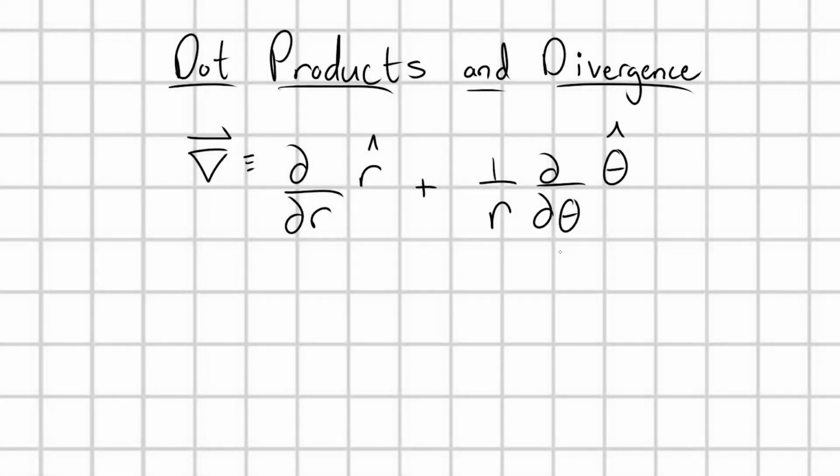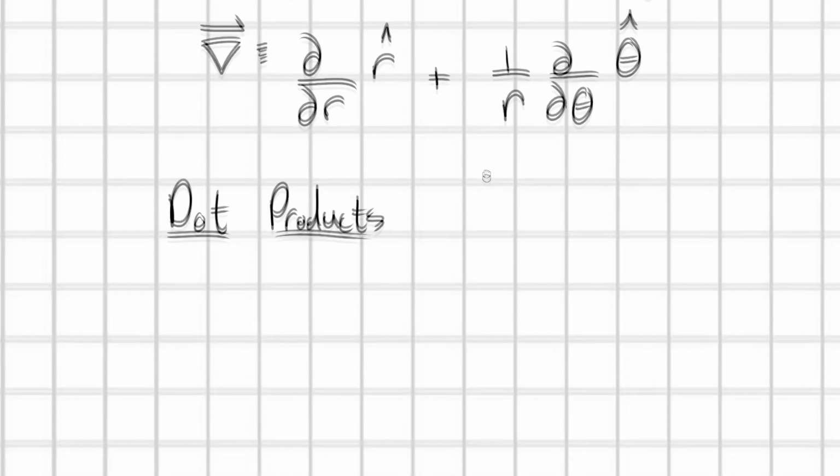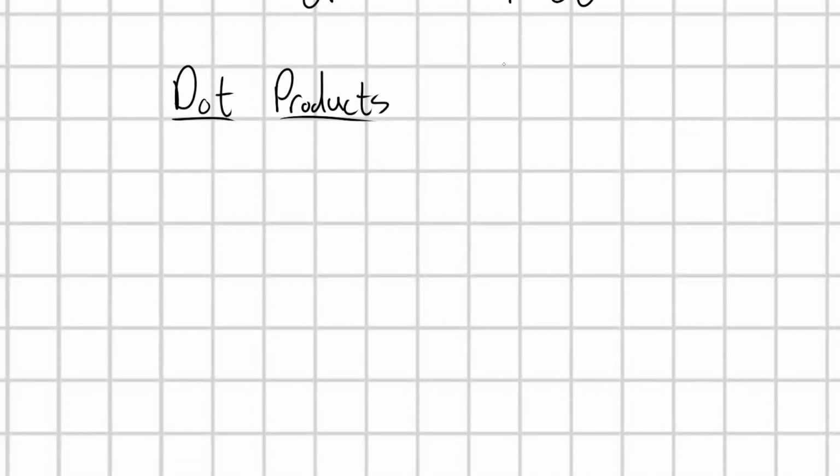In this video we're going to be discussing a little bit about dot products and divergence in polar coordinates, and we're going to be using this nabla operator which we derived in the last video. So first let's talk a little bit about dot products very generally. I actually did use dot products a little bit in the last video, but I haven't explicitly talked about them yet.